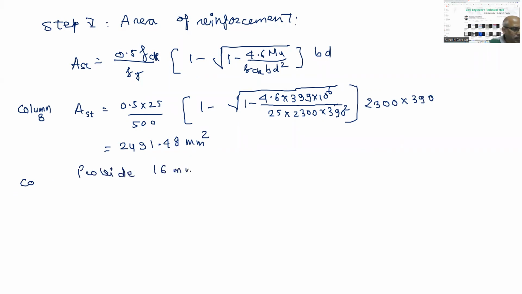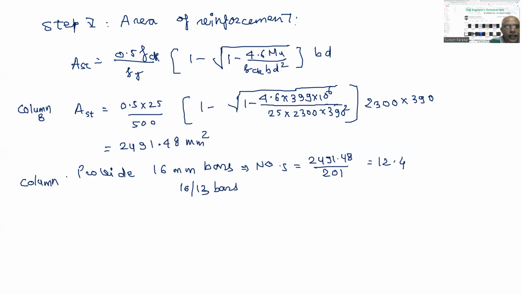Then we provide 16 millimeter bars, and the number of bars equals 2491.48 upon 201, which comes to 12.4. So we have to provide 16 diameter 12 bars. Sorry, 13 bars. This is under column B.